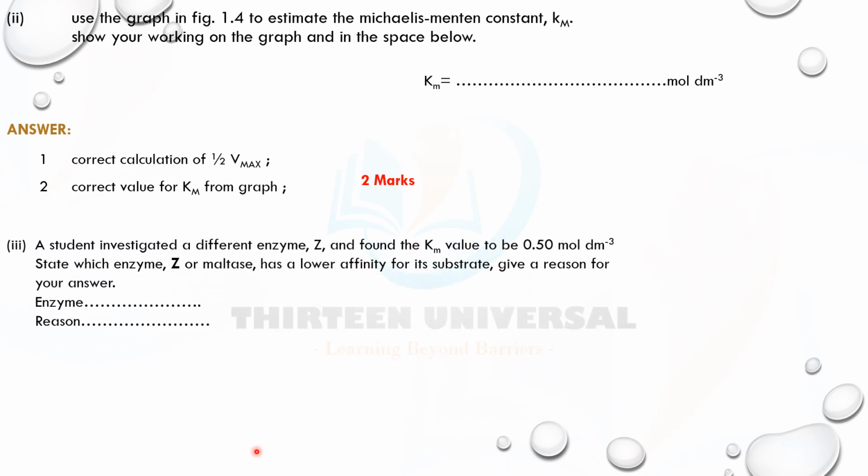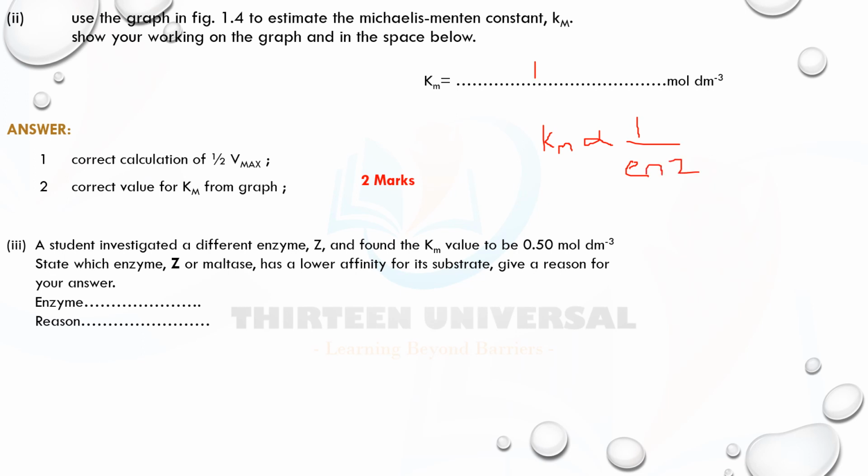A student investigated a different enzyme, Z, and found the Km value of this enzyme is 0.5 mole per metre cubed. State which enzyme, Z or maltase, has a lower affinity for its substrate. Give a reason. Remember that Km value is inversely proportional to enzyme affinity. So the higher the Km value, the lower the enzyme affinity.